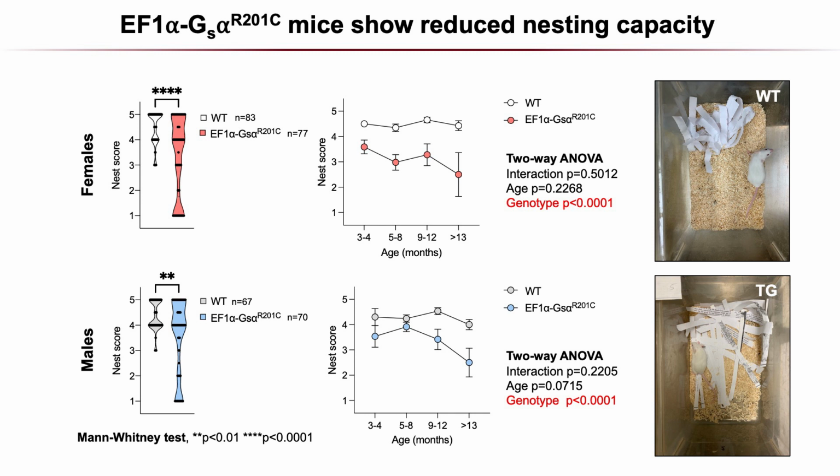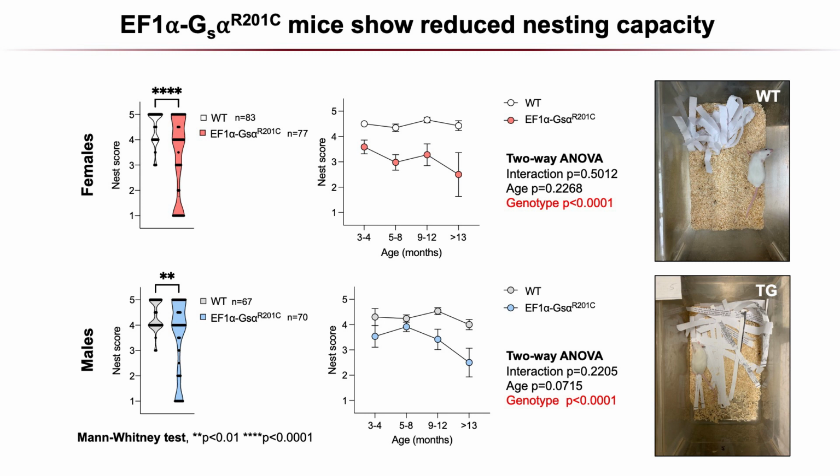And the nesting test, similarly to what I observed in the burrowing test, showed again a clear difference between FD mice and wild-type mice. In this case, what we do is add some shredded paper to the cage, and then we let the mouse build a nest.